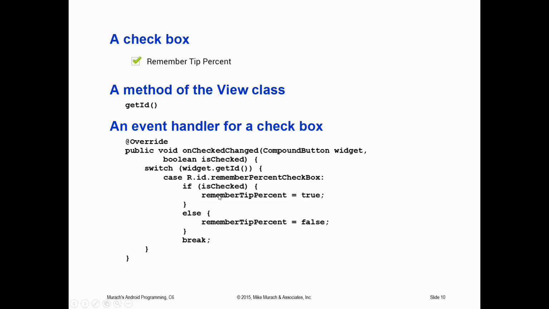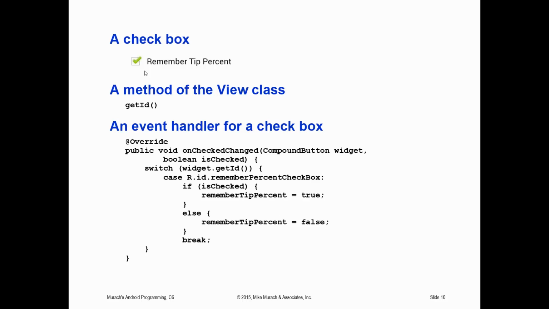This would check to see whether or not the check box is checked. So you've got this variable, a Boolean variable called remember tip percent, that's set to true if this is checked and set to false if this is not checked. So it's this check changed event, and you use that for either a radio button or a checkbox. It occurs when one of them is checked or unchecked.